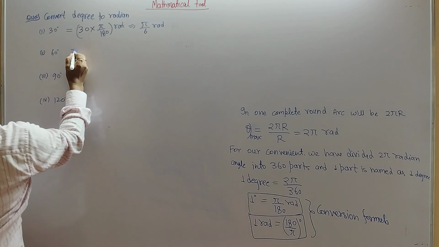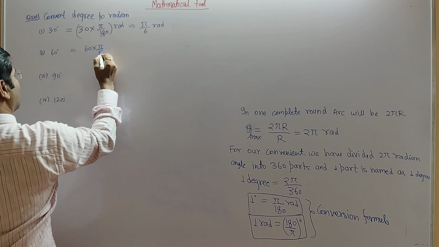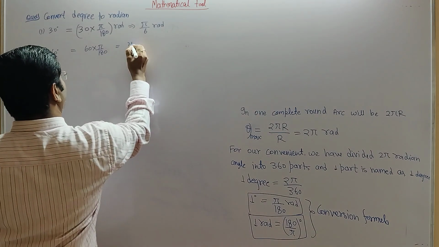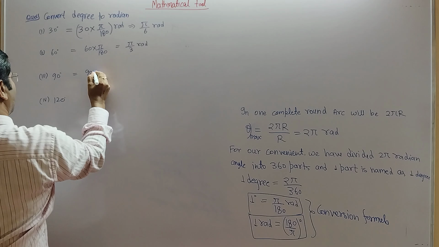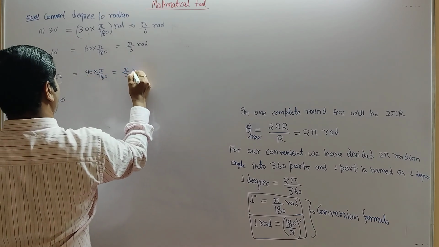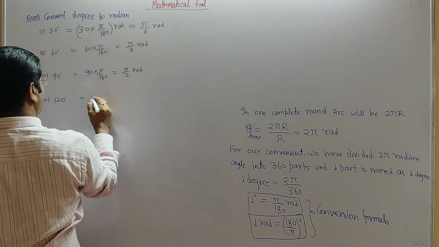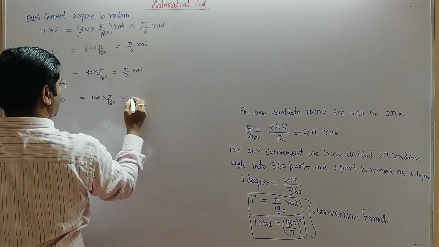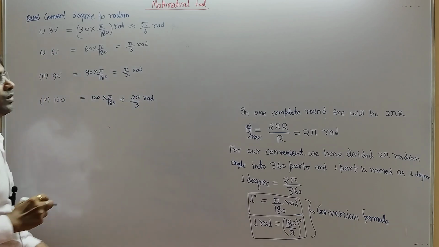So this is how we can convert this one also. What you have to do? You only have to multiply by pi upon 180. So this value will be pi by 3 radian. This one again, 90 into pi by 180, so this will be pi upon 2 radian. Only you have to multiply by pi upon 180. So this is 120 into pi upon 180, and this value will be 2 pi upon 3 radian. This is how you can convert.